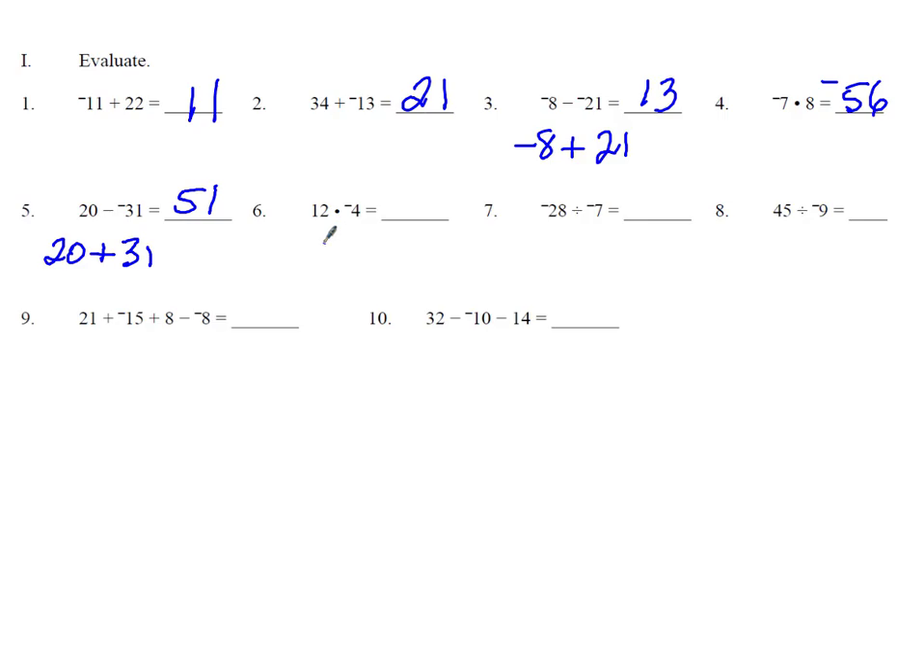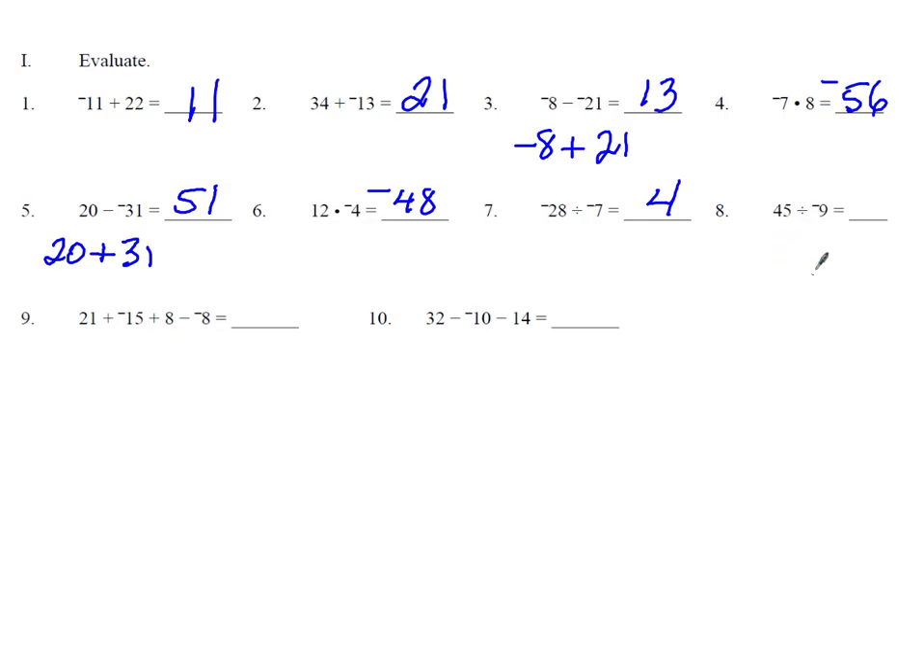Now back to multiply. Again, we multiply first. 12 times 4 is 48. We have one negative, so my answer is negative. Number 7. It's a division problem. So we divide first. 28 divided by 7 gives us 4. We count our negative signs. 2 negatives make it a positive 4. And you don't have to put the plus sign for positive, but you can.